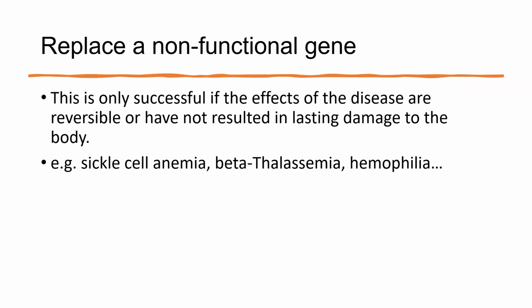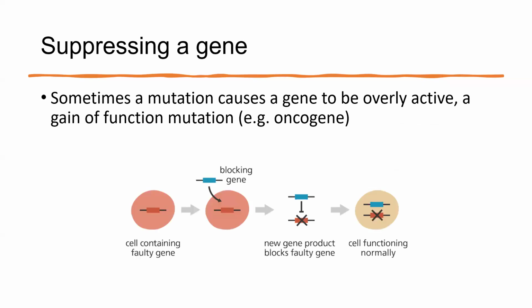But not everything can be fixed by replacing it with a normal functional copy. So another goal is to suppress an overly active gene. We learned about overly active genes before in cancer, right? The green light that doesn't turn off, for example. That's an oncogene, right? So if you have an oncogene, a protein that causes the cell to keep on dividing and dividing and dividing.